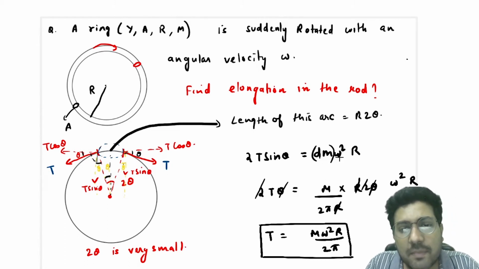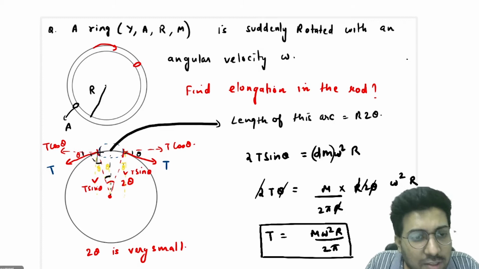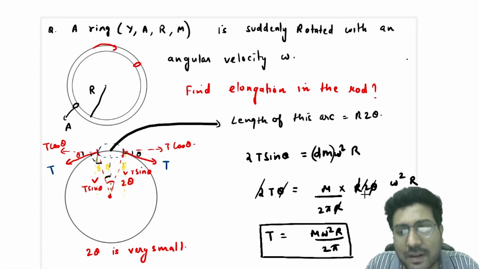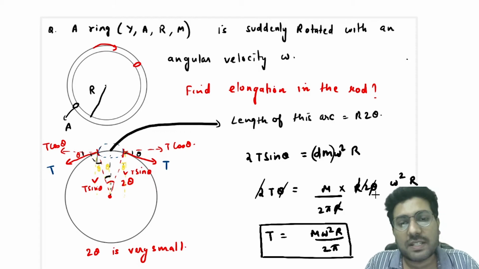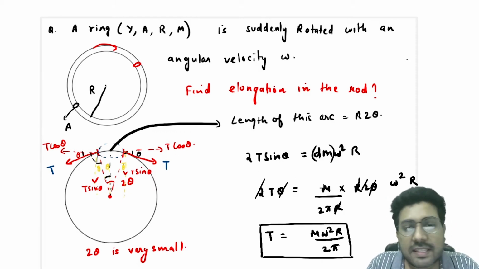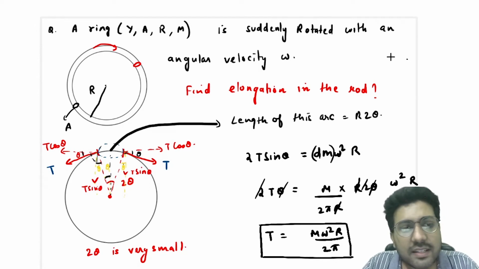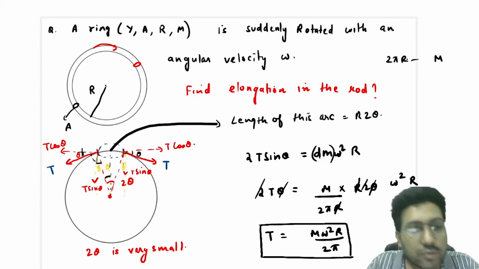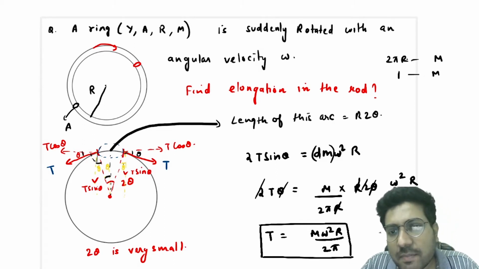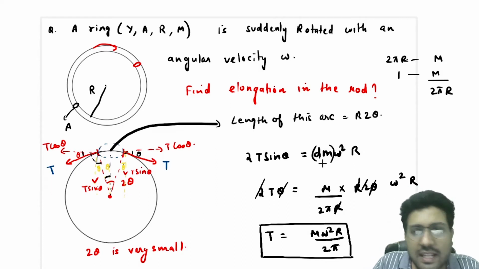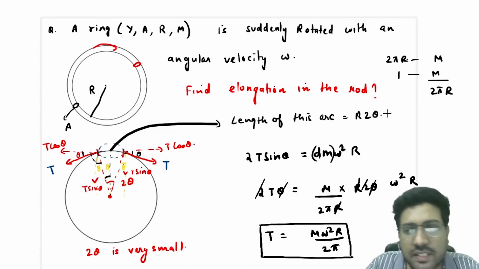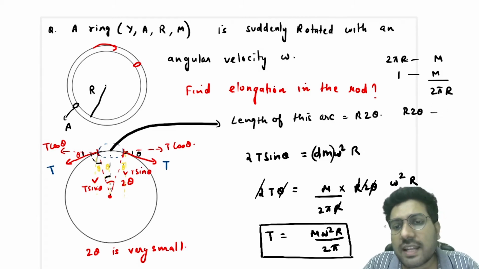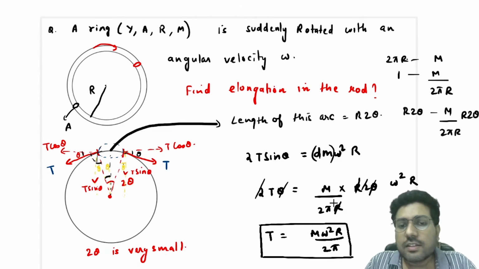Okay. Now dm, see, total mass is m, right? So total mass is m, then mass per unit length is m by 2 pi r, because the total length is 2 pi r. But the mass of this element is what? Mass per unit length multiplied by length, and this length is how much? R into 2 theta. So the mass of this element is m by 2 pi r into r into 2 theta. You can also use the unitary method. What is that? 2 pi r length has m mass, then unit length has m by 2 pi r mass. And if unit length has m by 2 pi r mass, then what is the length of this? R into 2 theta. So r into 2 theta length has m by 2 pi r multiplied by r into 2 theta. Okay. So this is dm.